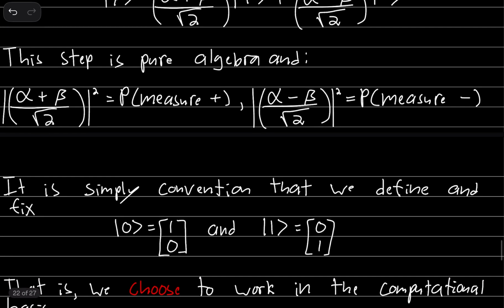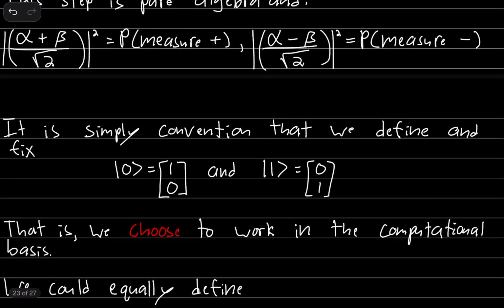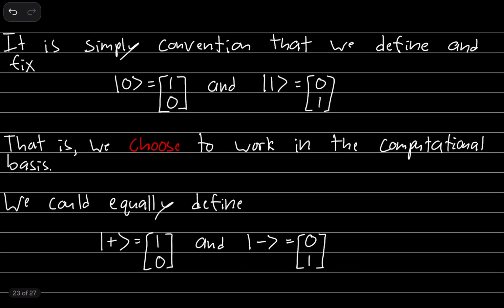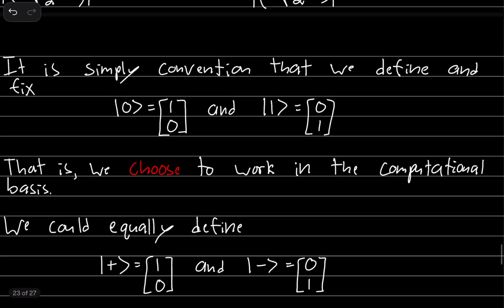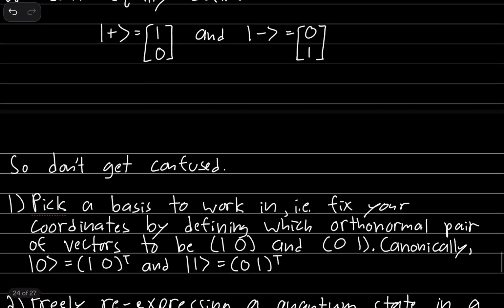And again, it's also simply convention that we define and fix ket 0 to be the vector 1, 0, and ket 1 to be the vector 0, 1. So we choose to work in the computational basis. We really could equally define ket plus to be 1, 0, and ket minus to be 0, 1, and then our computational basis would be the Hadamard basis instead of the z basis. But canonically, we just choose the z basis to be the computational basis.